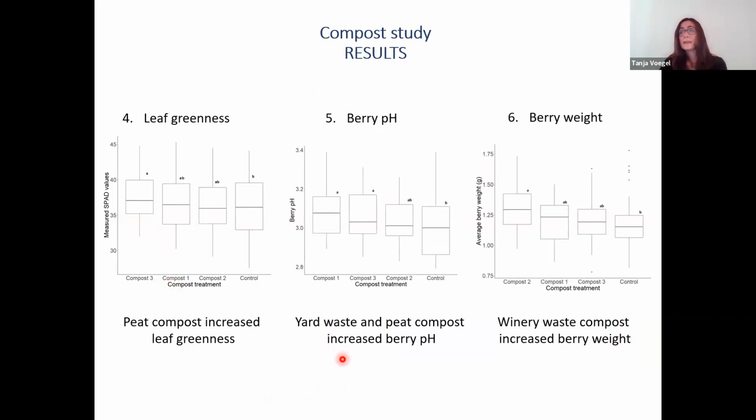Then yard waste and peat compost increased berry pH, but the pH of all of the treatments was in the optimal range for winemaking. So again, this increase really isn't biologically significant. And then the other effect was that the winery waste compost increased berry weight, and that's more of a negative effect because we don't want to dilute berries with increased weight.